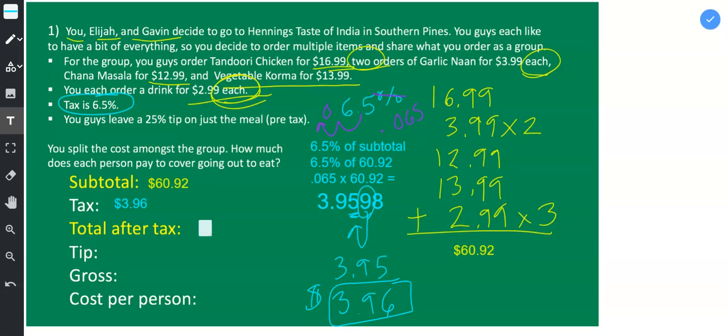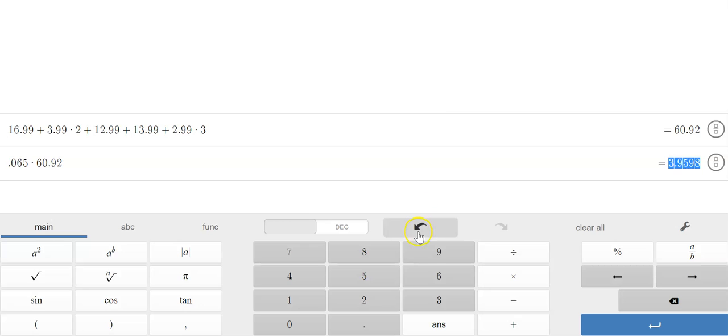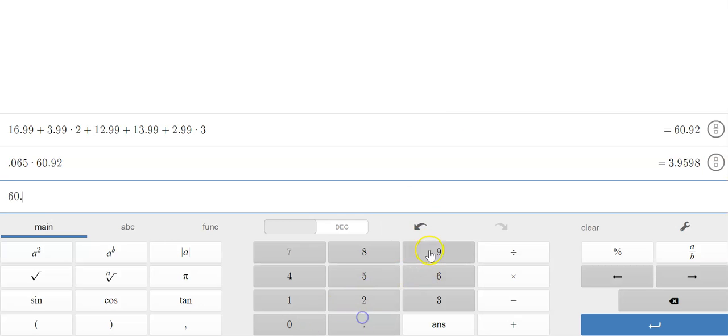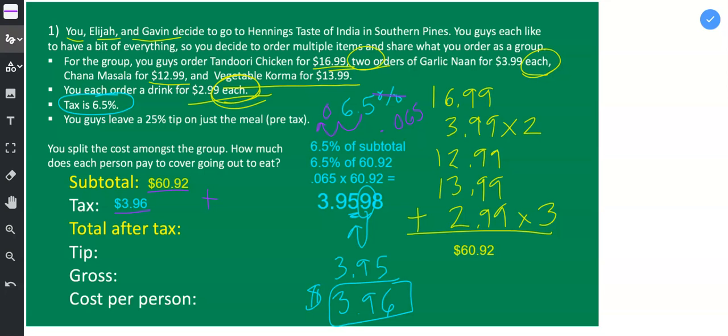And next, to figure out the total after tax, all you have to do is add together the subtotal and the tax. So that's $60.92 plus the $3.96. And we get $64.88. $64 and I think it was 88 cents.